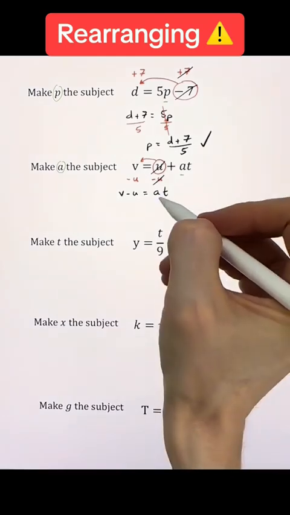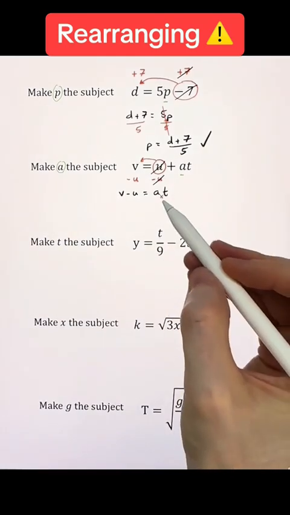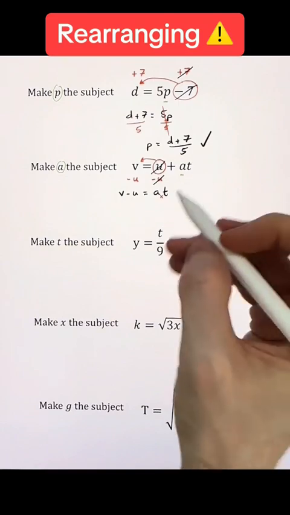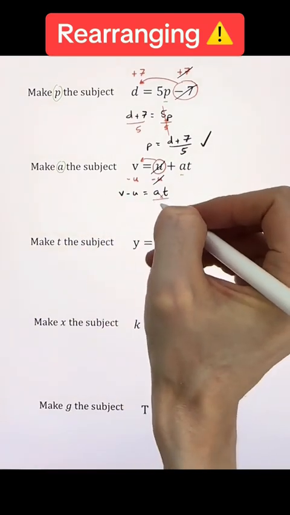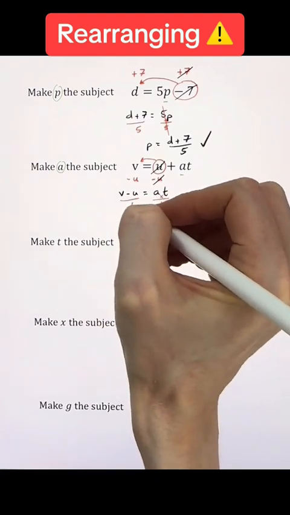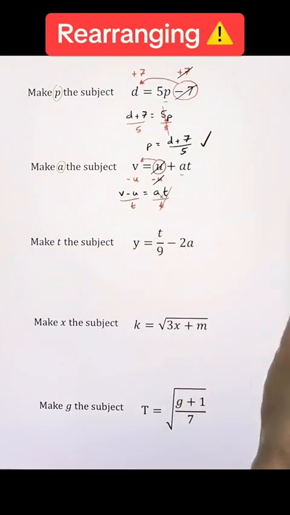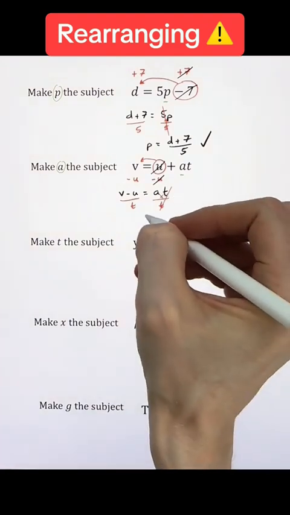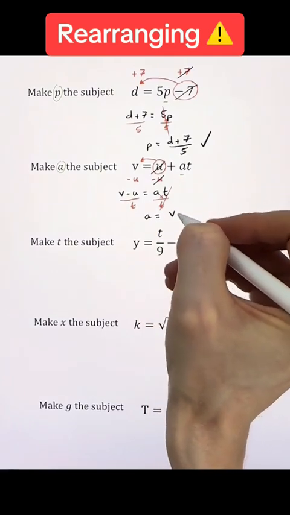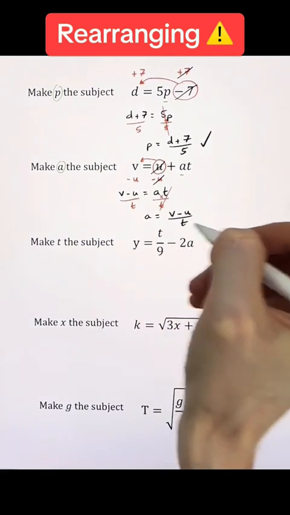I don't want AT. In algebra, if you've got two letters next to each other, we know it means to multiply. So AT means A times T. As I want to get A by itself, the opposite of times by T, we're going to divide both sides of my equation by T. On the right-hand side, T over T will cancel, leaving us with A. That's exactly what I wanted. So I've got A is equal to V minus U all over T.